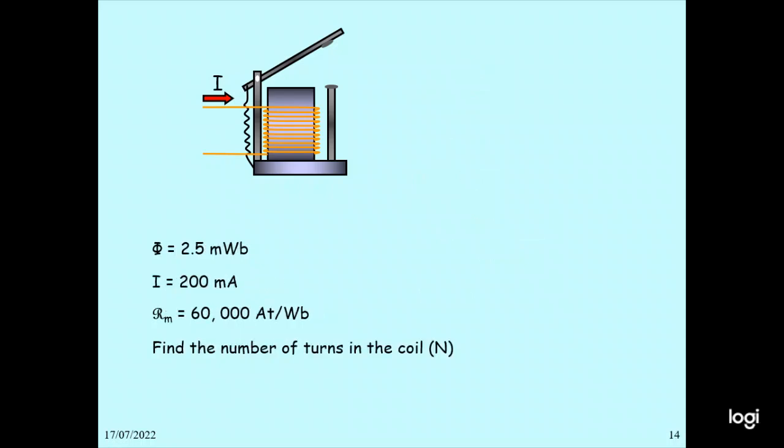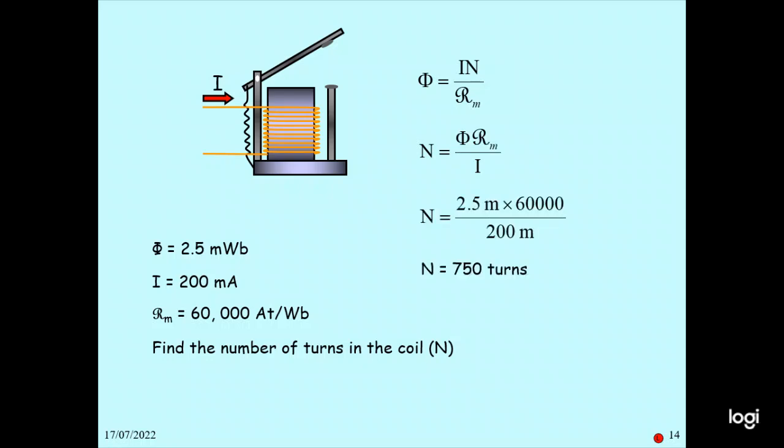The next one is phi equal to 2.5 milliweber, I equal to 200 milliampere, and Rm can be calculated as 60,000 ampere turns per Weber. We have to find the number of turns in the coil, N. In this case, phi equals I N divided by Rm, so N equals phi Rm by I. So you get 2.5 into 60,000 divided by 200, and you get 750 turns.